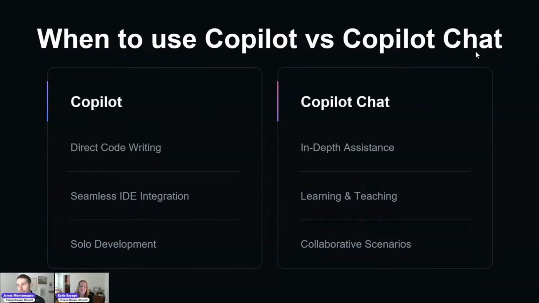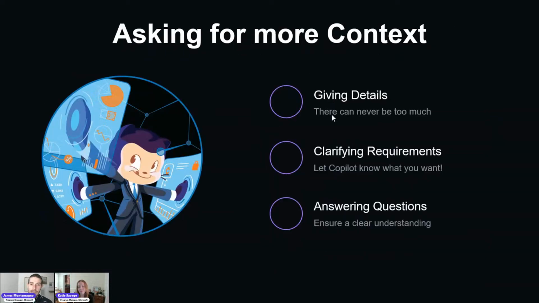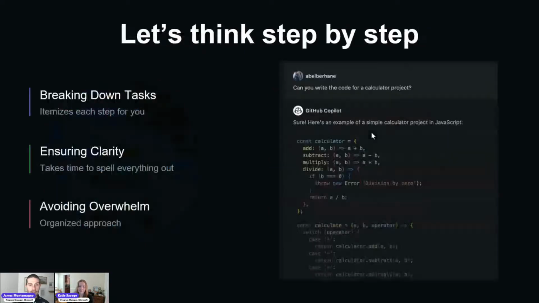Yeah. And then of course, context is super important, right? So give it details, clarify the requirements, keep going back and forth with questions, and ensure Copilot knows what's happening. That's how you're going to get the best result at the end of the day. For tips and tricks there, think about it step by step. If you're going to build a calculator app, you can break it down. If you think about the steps, you can ensure clarity in what's coming in.